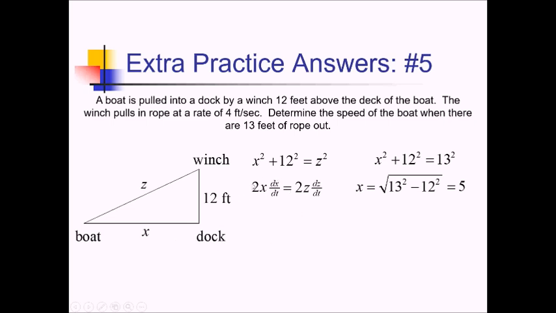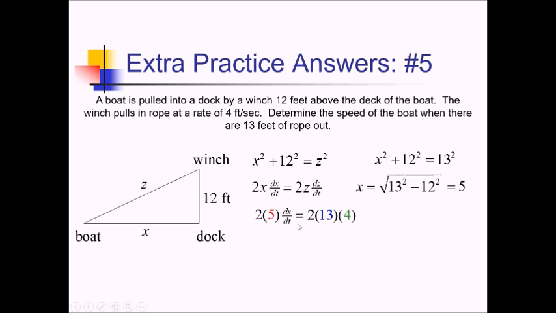So we have 2 times 5. We don't know dx over dt yet. That's what we're actually solving for. z is the length of the rope, which they said was 13. And then dz over dt, that's the speed the rope's being pulled in at, which is 4 feet per second.